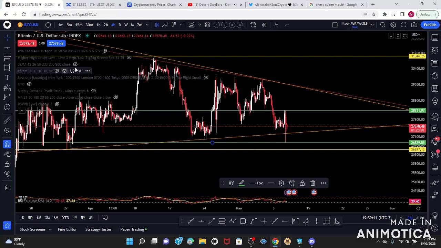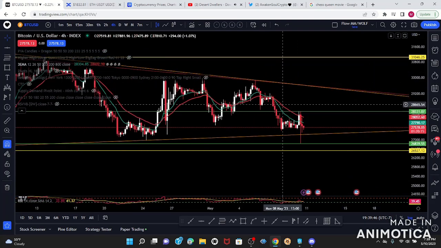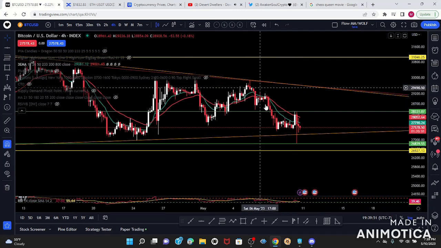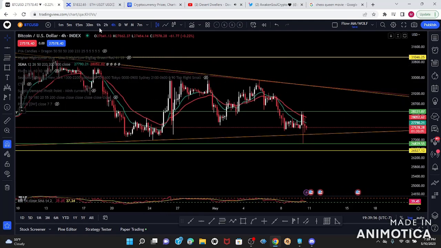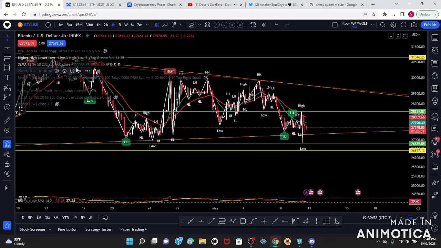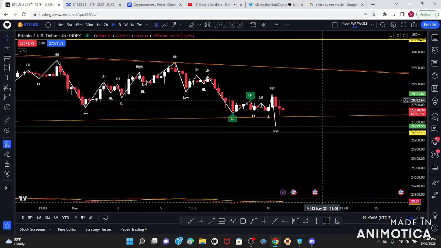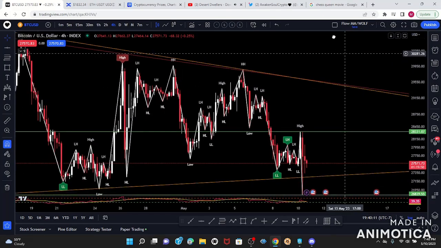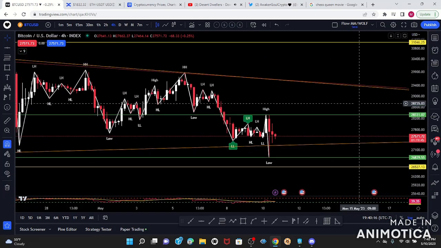Let me turn on my 12 EMAs. It's important to consider the trend. Trend is down, right? Price action's under the 12 and 26 EMAs. I'm going to turn on my higher high, lower low indicator. So within this contraction phase, what do I see? What do you see? Every contraction phase gives you a pattern.